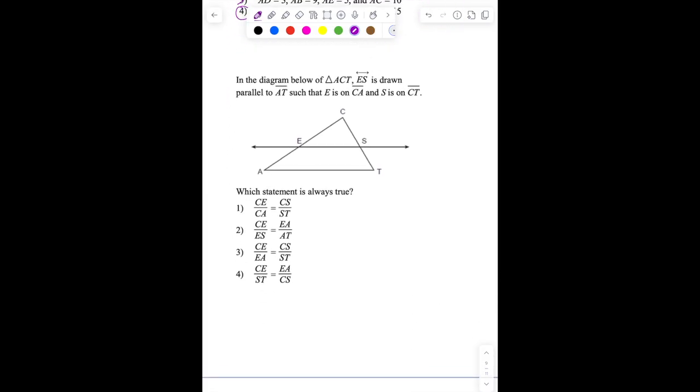Over here, it's telling us that ES is drawn parallel to AT, so we have the side splitter theorem. So the small triangle is similar to the large triangle, and it's asking us which statement is always true. Remember also when you have a line parallel to the third side, it splits the side proportionally. So like CE over EA would be proportional to CS over ST. So let's see if that's an answer choice. CE over EA equals CS over ST. And then we're all done.